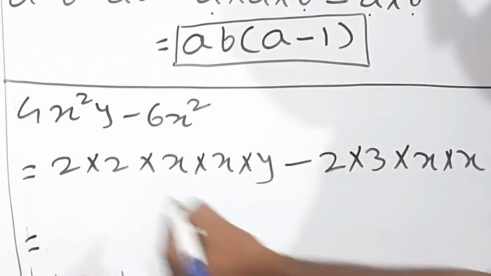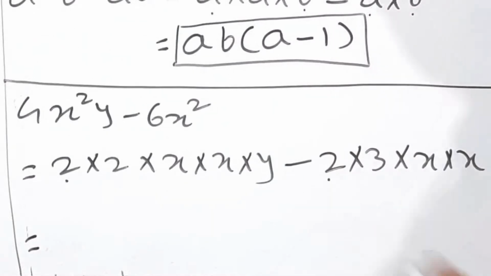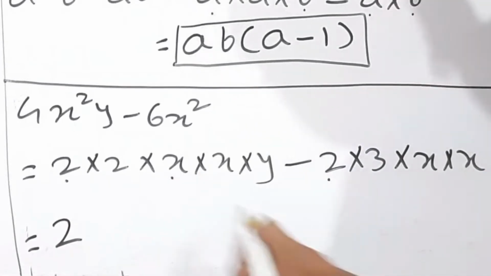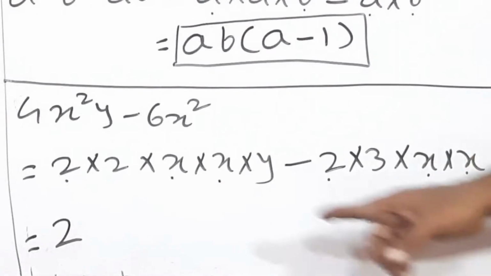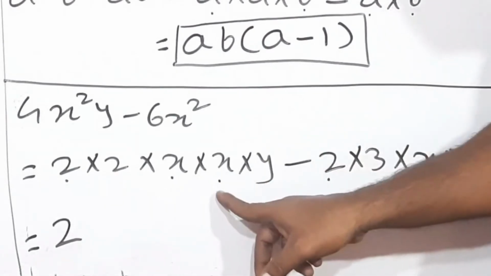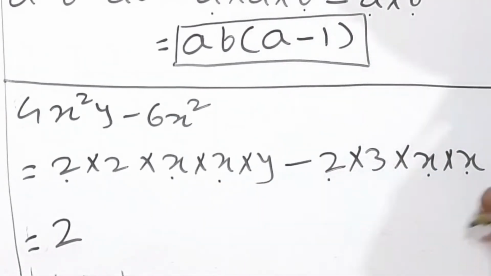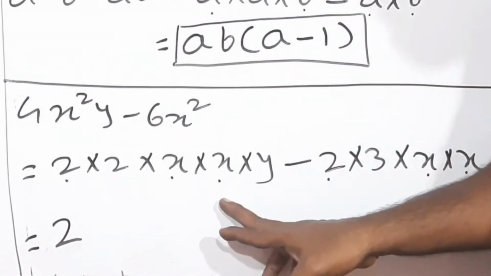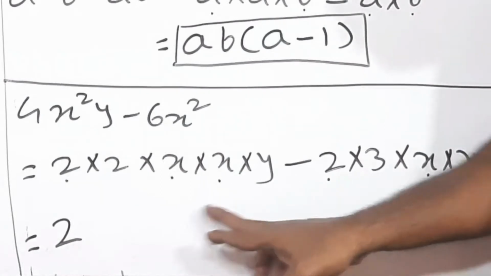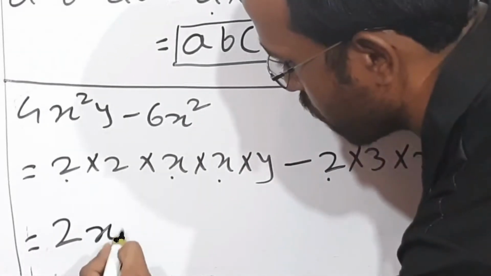Common between numbers. Here is 2, here is 2. So only 2 is the common number. Okay. Common between variables. Here is x, here is x. Here is one more x, here is one more x. So variables are x multiplied by x. Then here is y, here y is not there. So common is x multiplied by x. X multiplied by x is nothing but x square. So common is 2 multiplied by x square.